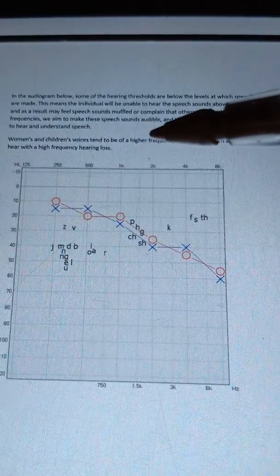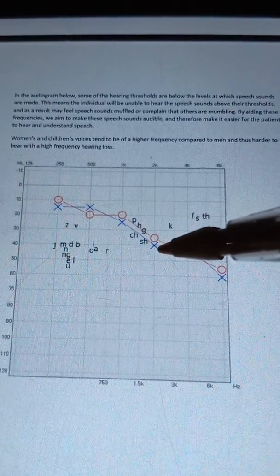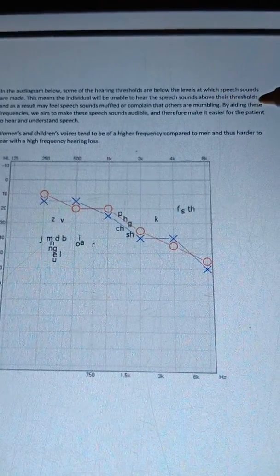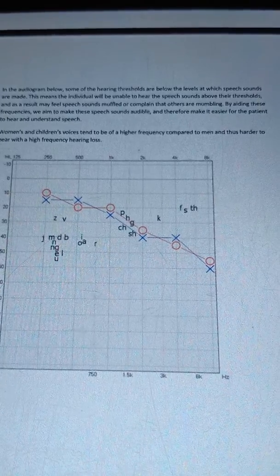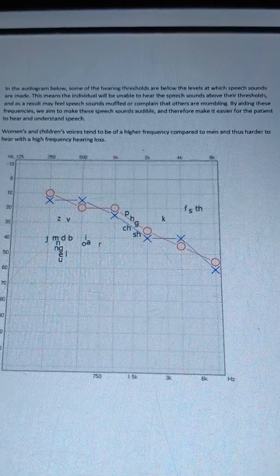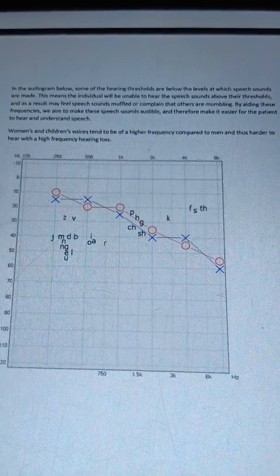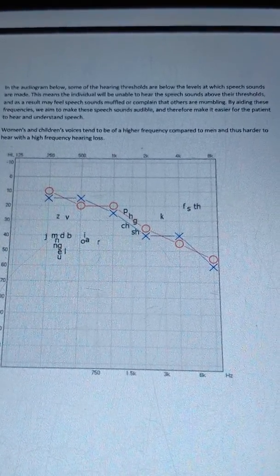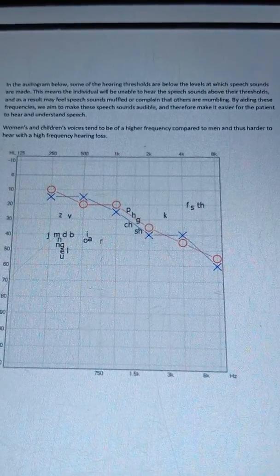In this audiogram, some of the hearing thresholds are below the levels at which speech sounds are made. This means the individual will be unable to hear the speech sounds above their thresholds and as a result may feel speech sounds are muffled or complain that others are mumbling. By aiding these frequencies, we aim to make these speech sounds audible and therefore make it easier for the patient to hear and understand. Women's and children's voices tend to be of higher frequency compared to men's and thus harder to hear with a high frequency loss.